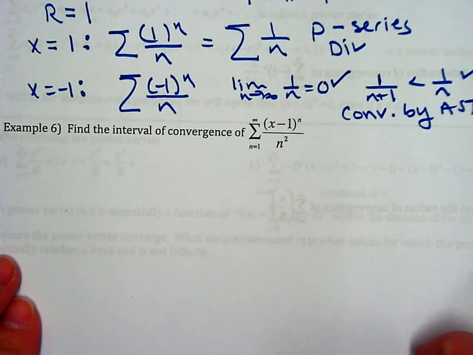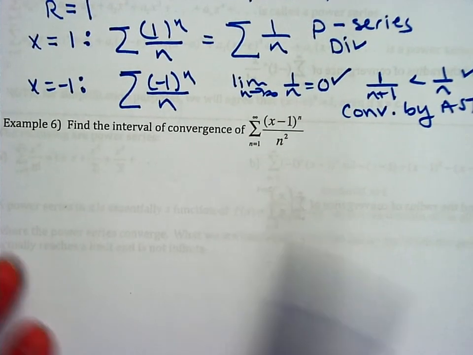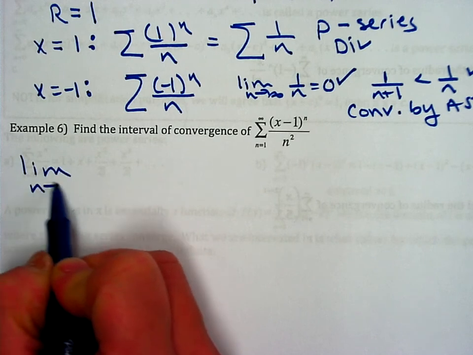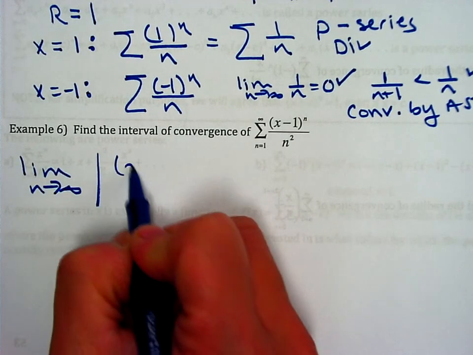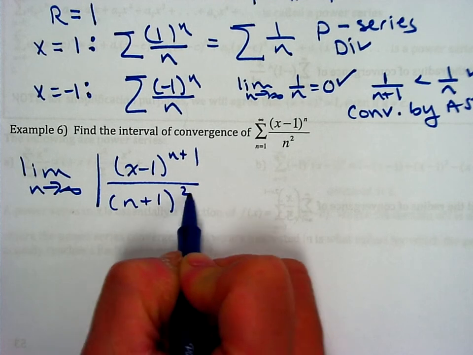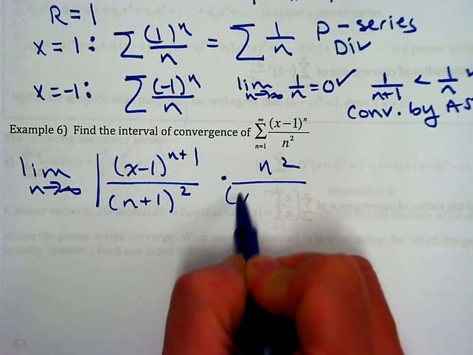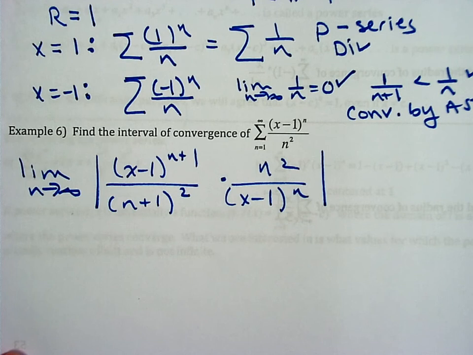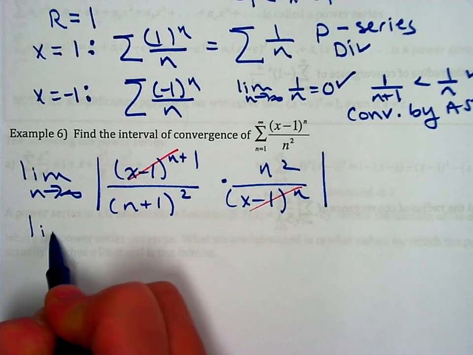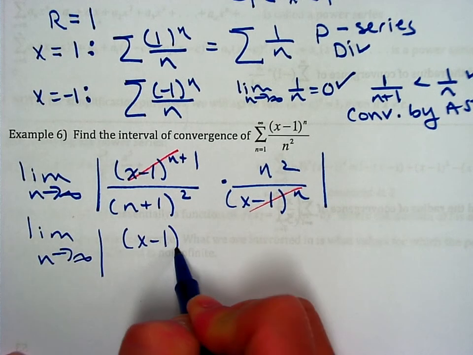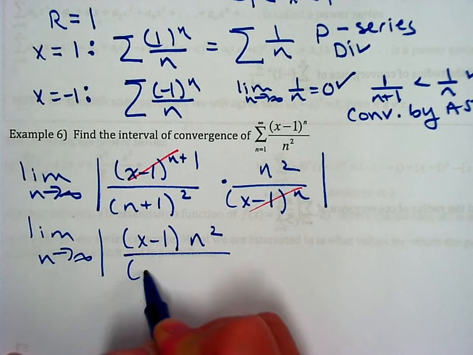Find the interval of convergence of this series. Again, I notice it is not a geometric, so I'm going to go ahead and do the ratio test. n plus 1, n plus 1 squared times n squared over x minus 1 to the n. Again, I'm going to simplify things a little bit. I notice this x minus 1 to the nth will drop out, cancel. So really, I'm left with an x minus 1 to the first. I have an n squared, n plus 1 squared.